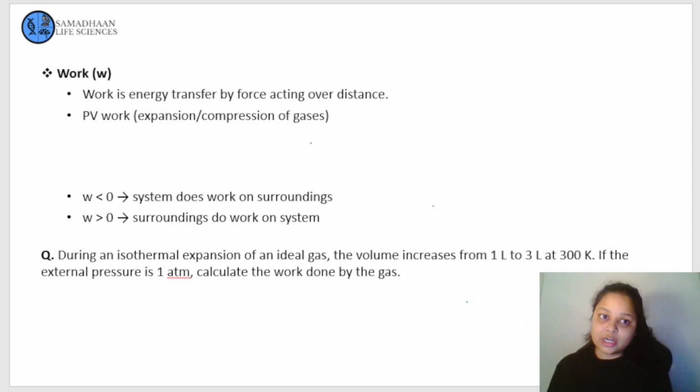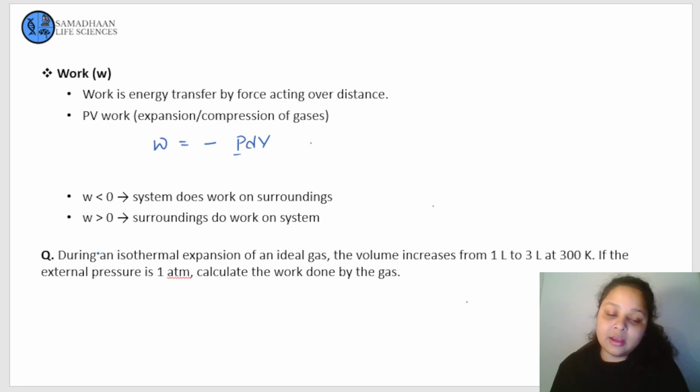Now let's go to the next function, which is work. This is energy transfer, but not in the form of heat. If I apply force to an object and some displacement is there, then this is our work: displacement times the force. And here I will represent work as minus PdV if the external pressure P is constant. Here also the sign matters.